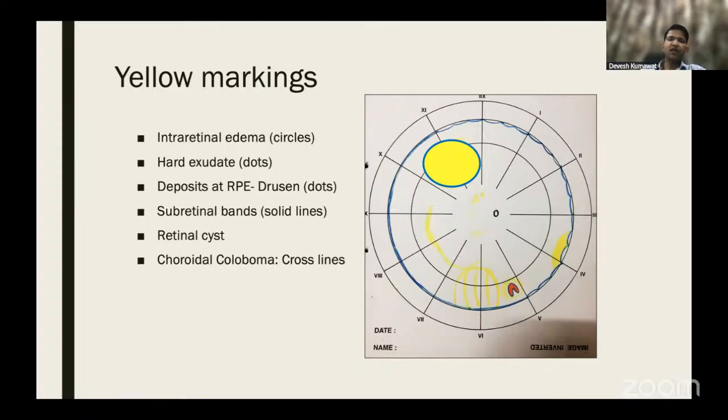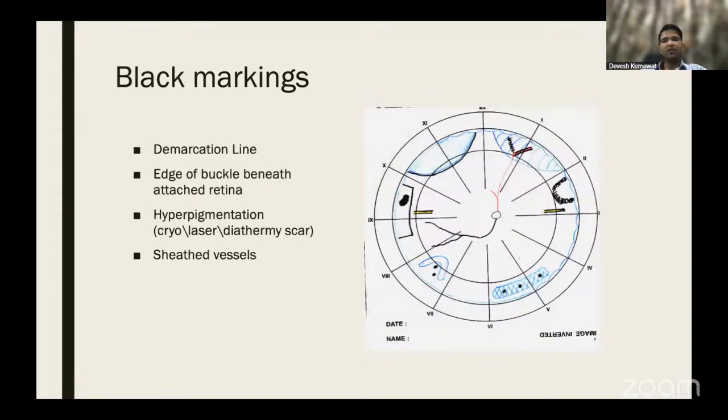Where you see the sclera, it's again shown by yellow. And then you have pathological myopes in which you can see areas of focal choroidal atrophy where the sclera is visible. Those also can be depicted by yellow color. Now, black markings are for demarcation lines, or for cryo, laser, or diathermy scars. In addition to that, you can have cases of vasculitis where you can have sheathing of vessels, that is also shown by black markings.